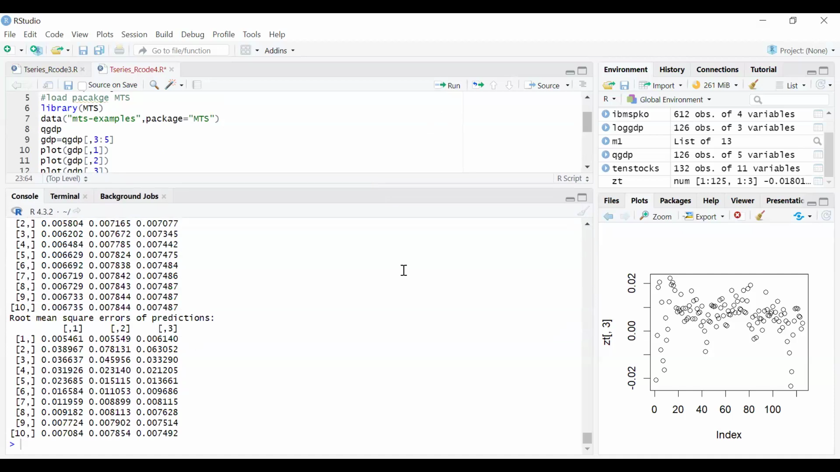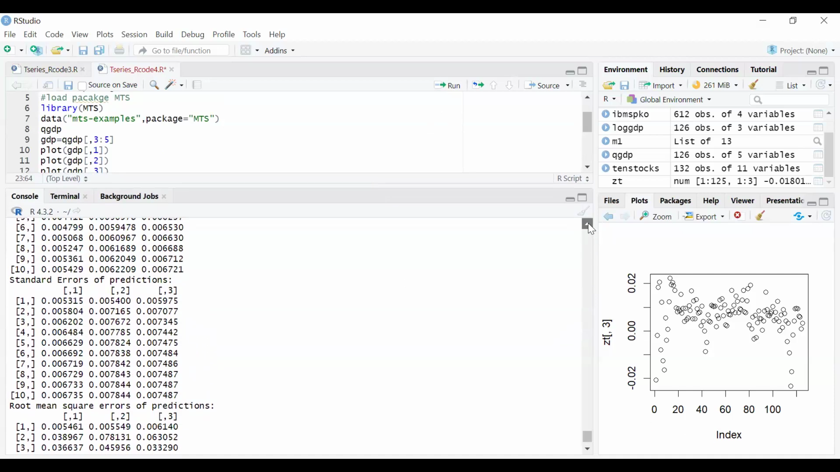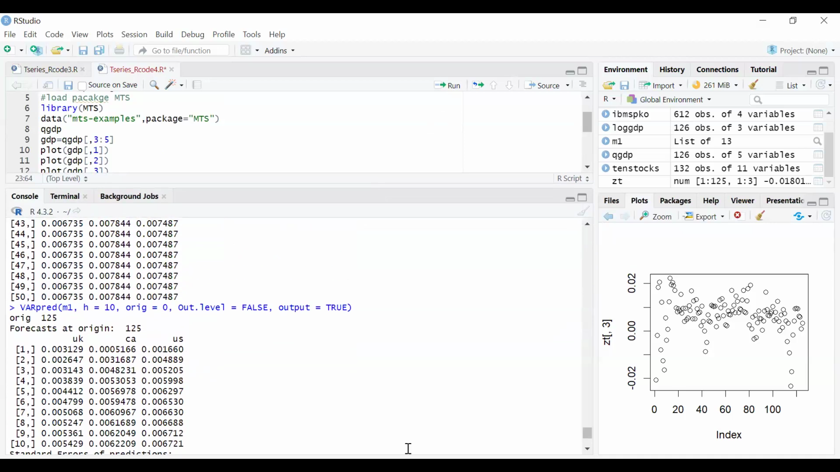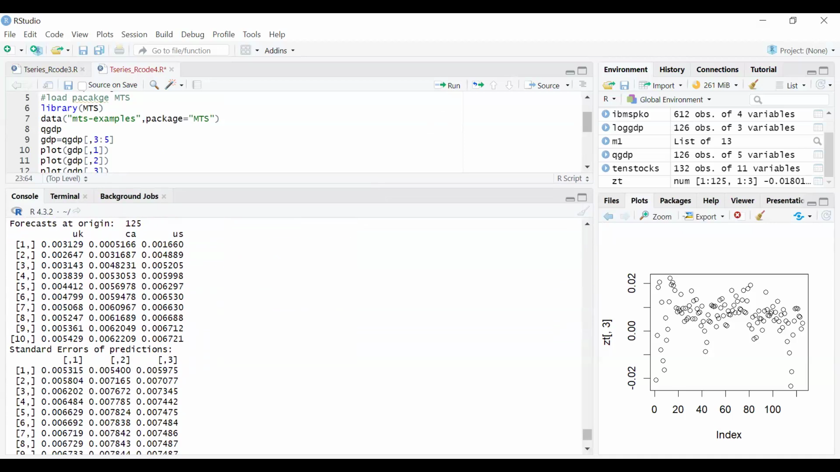Can you see that? Okay. So these are the forecast values for the economies. For the next 10 quarters, the predicted value for the UK is this. This is the predicted value for the next 10 quarters for Canada. And this is the predicted value for the next 10 quarters for the US. But remember that this is not the original forecast value. This is the forecasted value for the transformed data.